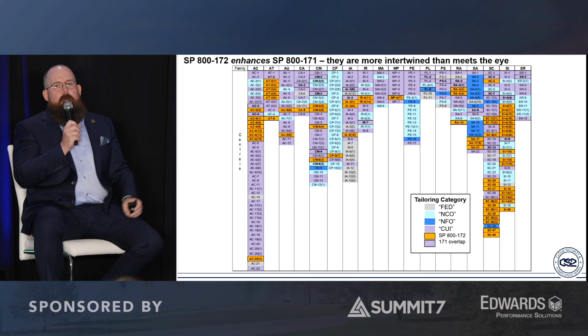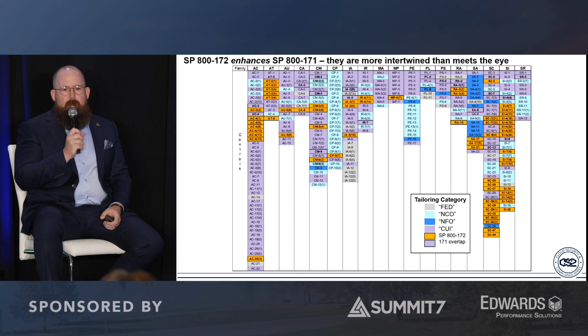Do you want to start with the chart? Oh, yeah. We've got this other handy-dandy chart with another fun set of colors. Brace yourselves. More colors. Everything's fine. Same moderate baseline from 853 Rev 5, right?